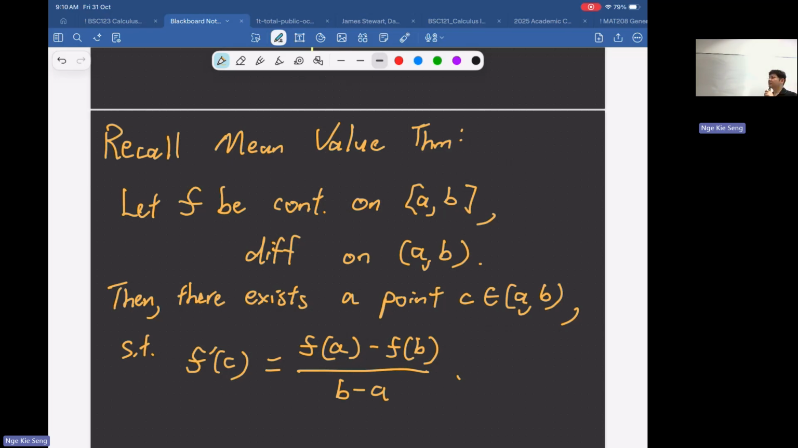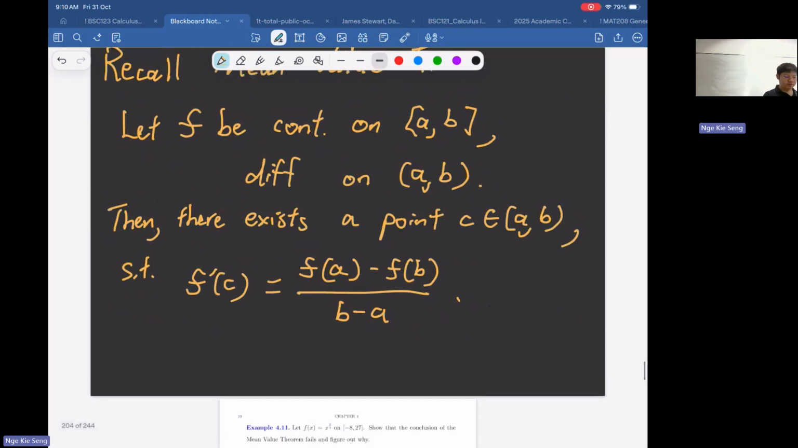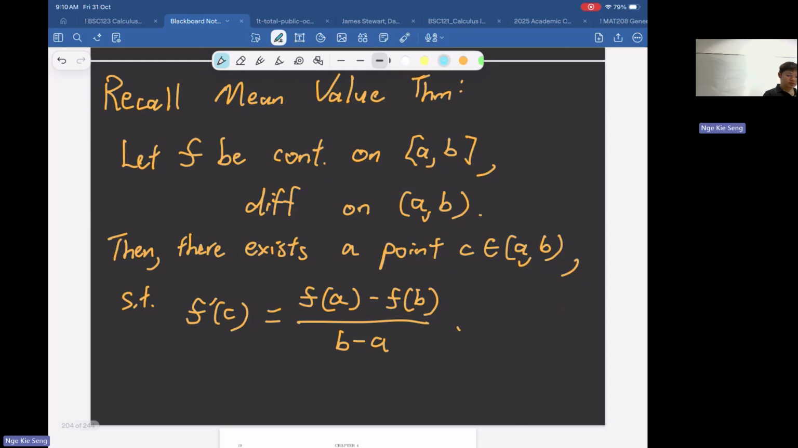Okay, so how do you remember this theorem? There are so many words here. What you should remember is the picture. The picture should help you to remember this theorem.